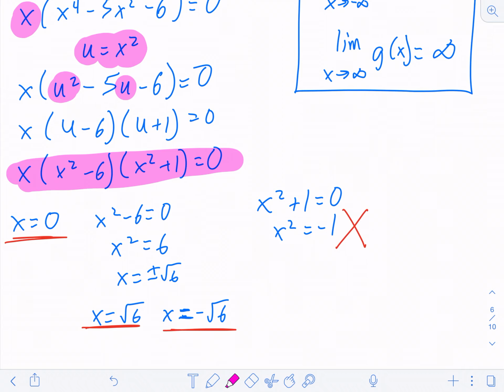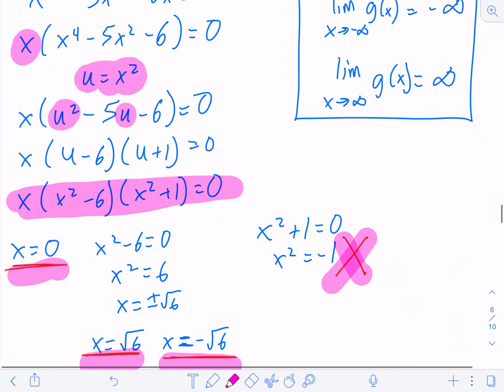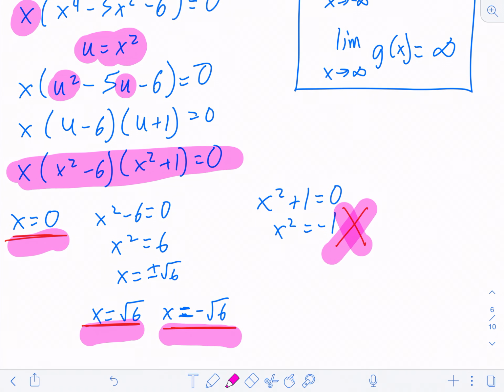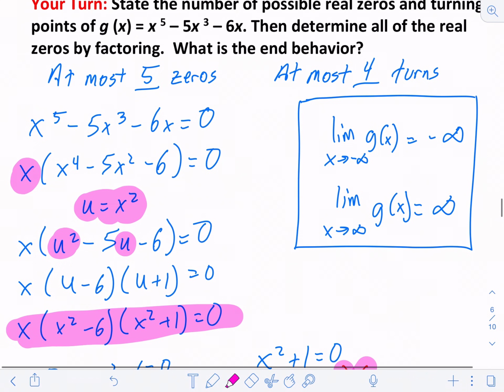That's fine. But what about that x squared plus 1 equals 0? Well, that means x squared equals negative 1. x squared can never equal negative 1. So this solution does not work. So there are no solutions for that particular factor. So my only zeros are going to be what I have here: x equals 0, x equals radical 6, and x equals negative radical 6. Remember, we said there could be at most 5 zeros. We found 3 real zeros. Also looks like there's going to be 2 imaginary zeros with that x squared equals negative 1, but we're not going to count that.